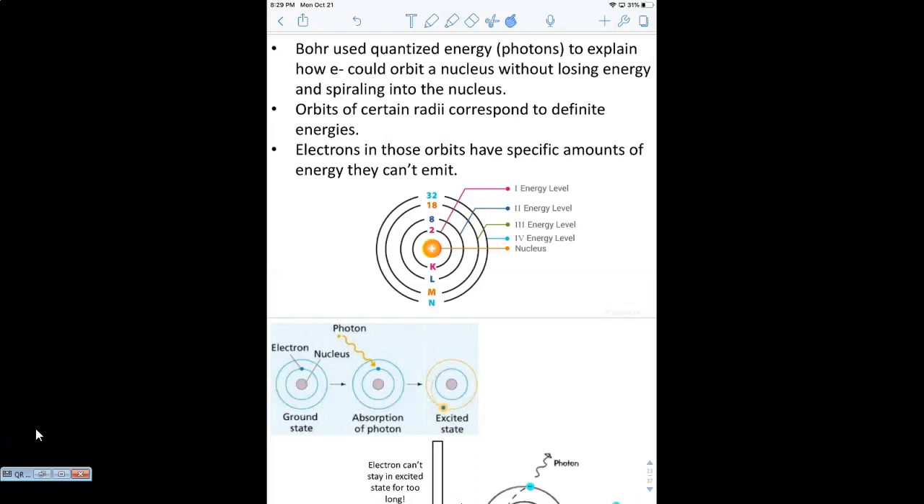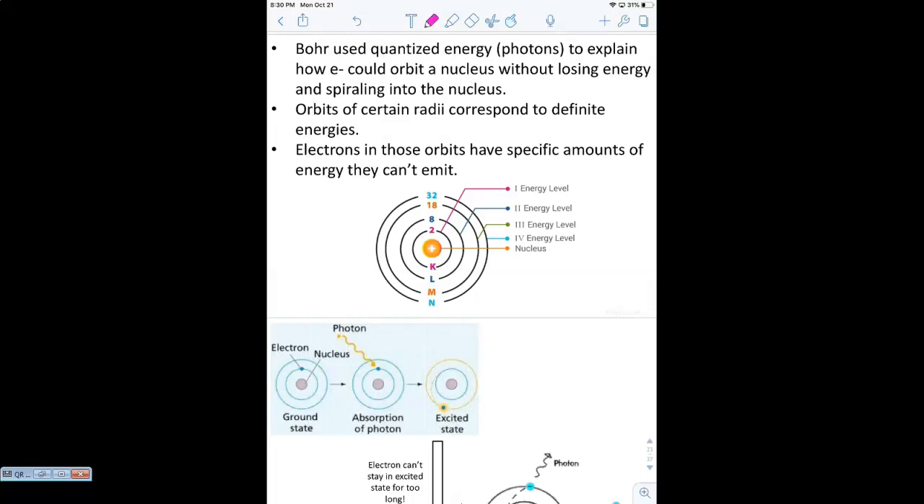Hi everyone. So just a quick review of what we know that Bohr thought about the atom. He thought the atom had a tiny center that was positive called the nucleus, but more importantly, he thought that electrons orbited the nucleus in very specific energy levels depending on how much energy the electron had.